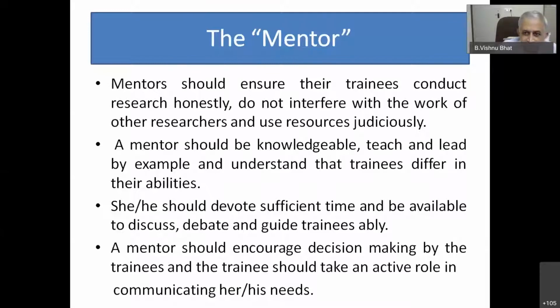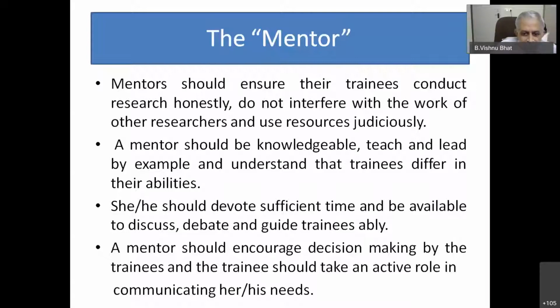A mentor should, of course, be knowledgeable. He should teach and live by example. And he should also understand that all trainees are not the same, because there will be individual differences. He should meet the needs of all his mentees, and there should be sufficient time available. He should be available to the trainee to clarify, discuss, and debate issues, so that sometimes the mentee may give a good idea which the mentor may take forward.